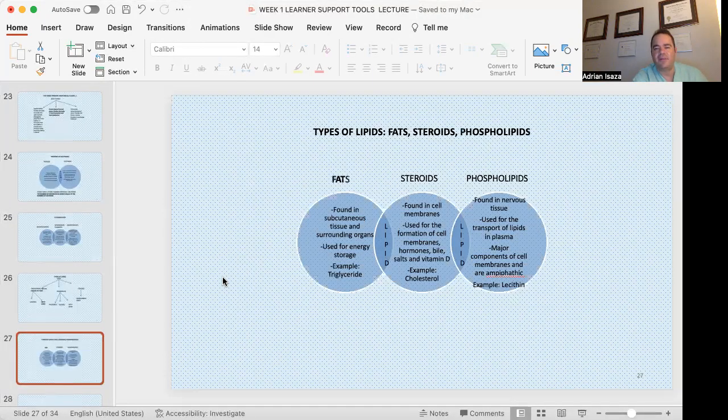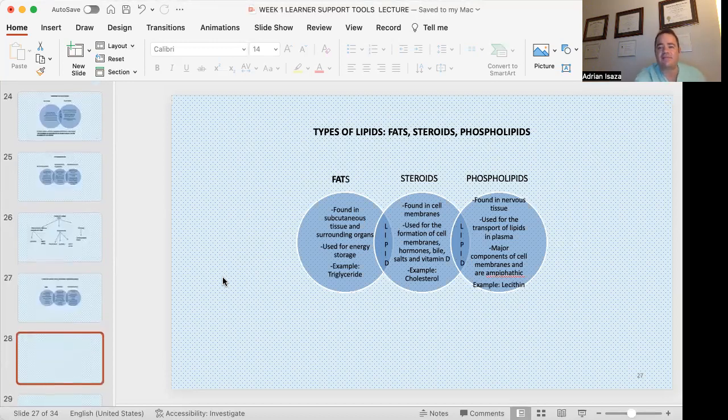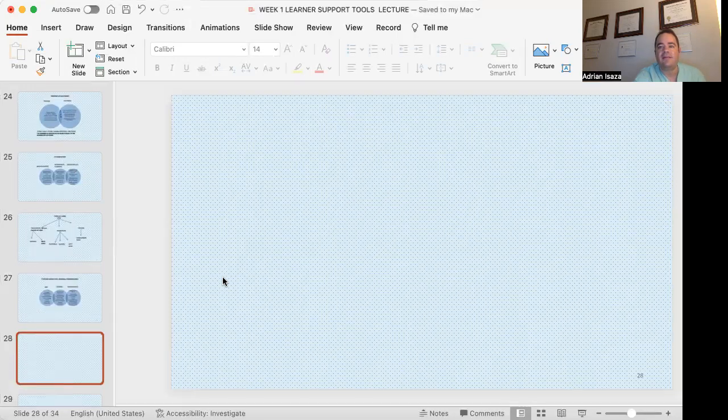Here it's a comparison between fat, steroids, and phospholipids. Also keep in mind some of our hormones are fat. Progesterone, right? Aldosterone, cortisol, estrogen, thyroid hormones, right? They're all fats.